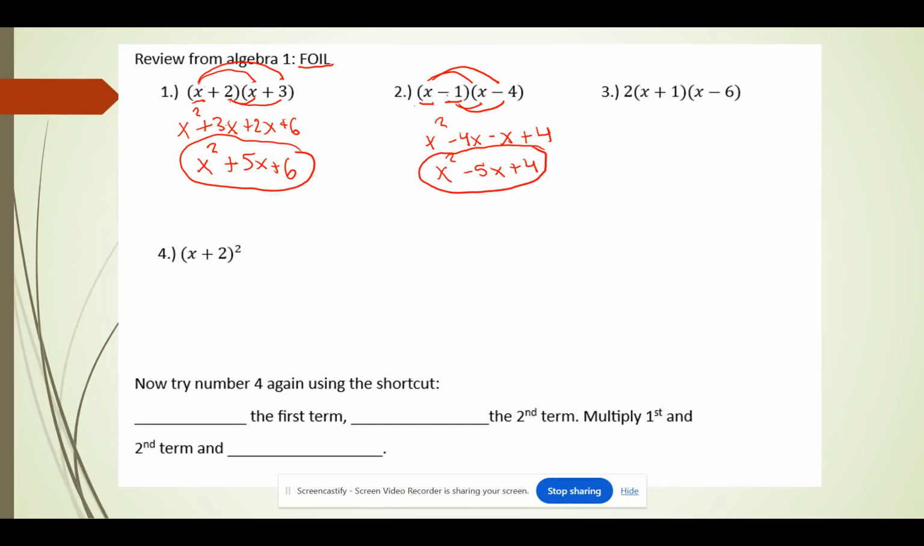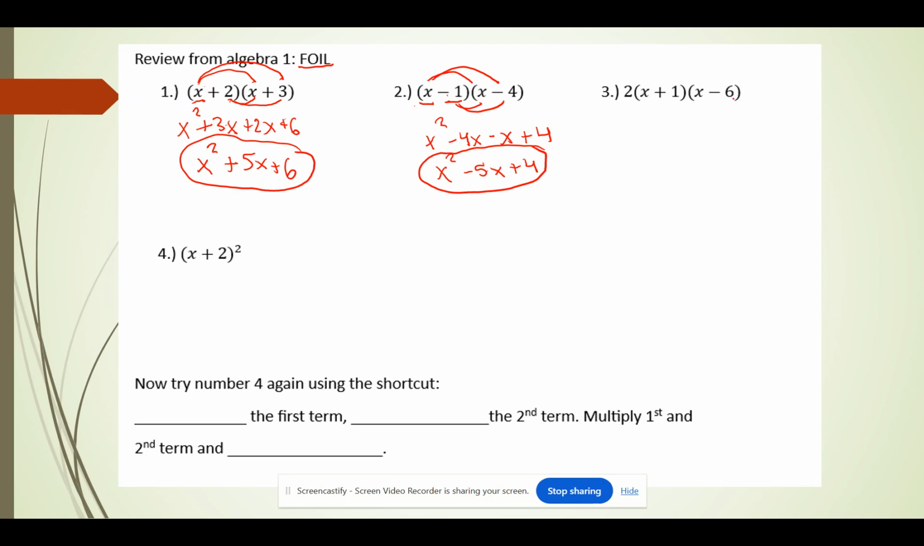So do yourself a favor. Know, when you FOIL, you should always end up with an x squared in your answer. If you don't, you know you did something wrong. You notice how we have 3 things in our answer? So it's called a trinomial. Most of your answers should be trinomials. Now number 3 is the same idea, and there's a couple different ways to handle it.